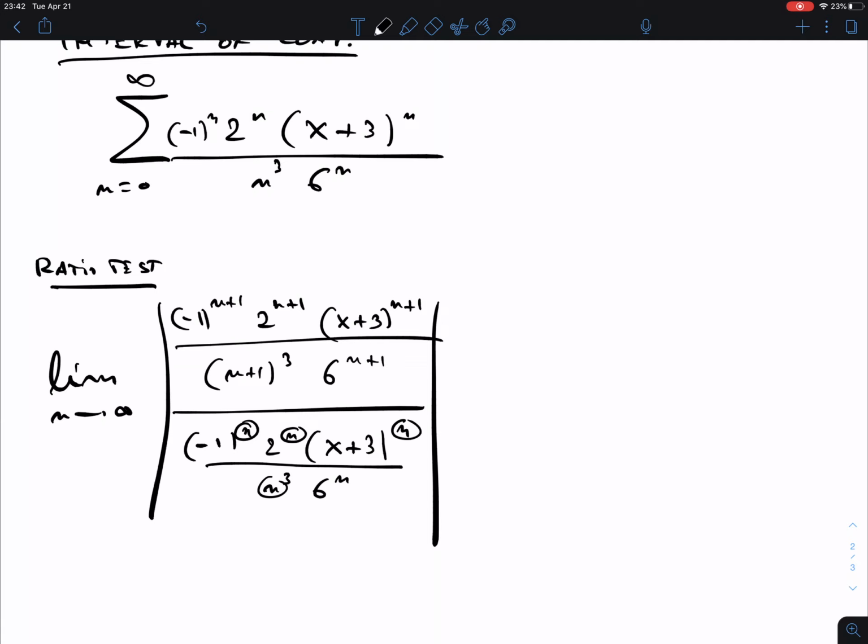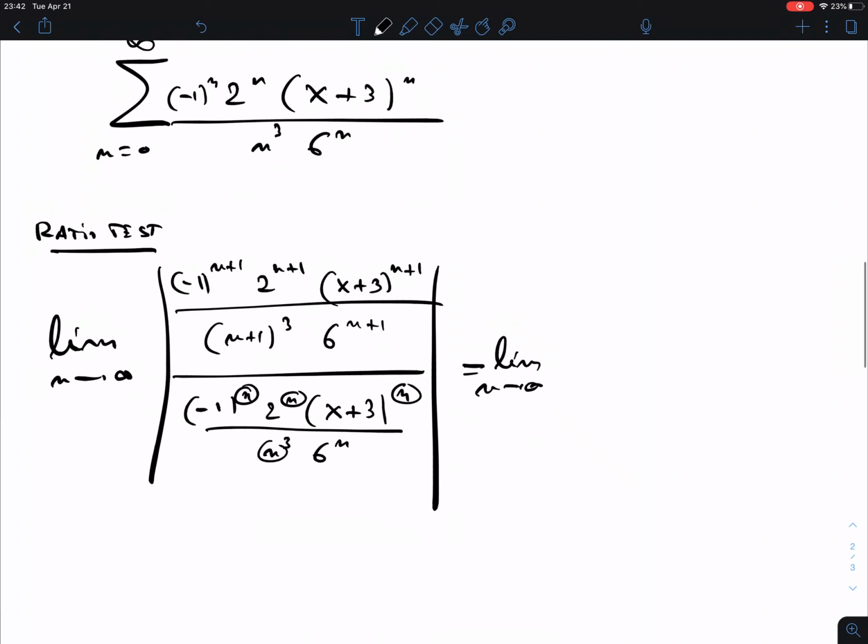Okay, that's equal to, let's write this. First of all, what about the absolute values? Well, I don't care about the minus 1 to the n, because it's either minus or plus 1, so since I take absolute values, they don't matter. The only thing that I have the absolute values for is the x plus 3 terms, and then I can get rid of my other factors.